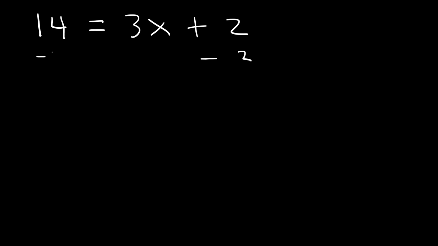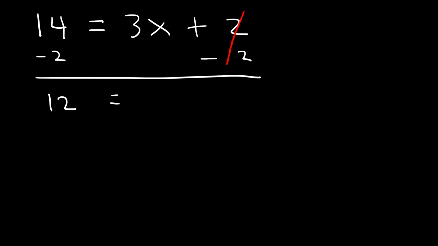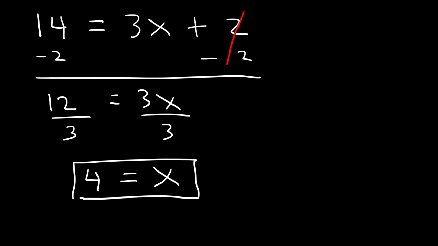Let's begin by subtracting both sides by 2. So 14 minus 2, that's 12. And on the right side, these will cancel just as before. And as you can see, solving these equations, they're not that difficult. Now, we need to divide both sides by 3. And so x is going to be 12 divided by 3, so x is 4 in this example.